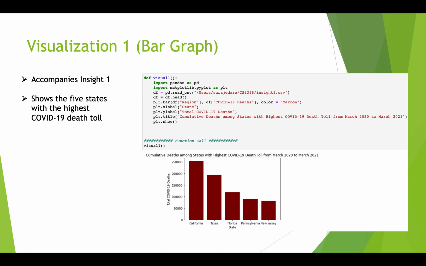So for my first visualization, I decided to make a bar graph showing the 5 states with the highest COVID-19 death toll from March 2020 to March 2021, and this was meant to accompany my first insight. As you can see, California and Texas are responsible for the most deaths and are responsible for over twice the number of deaths as Pennsylvania and New Jersey, which we will later see is partly due to California and Texas also having the highest populations among all states.